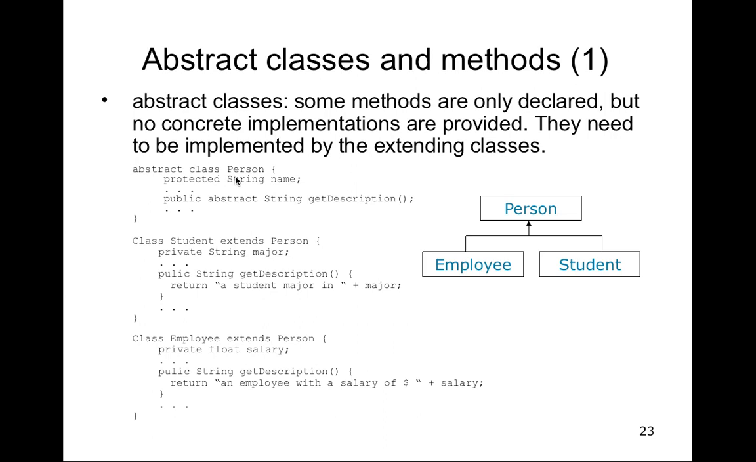So in person here we have the same as before. We have string name, but now we have public abstract string get description. So it's a method called get description that's going to give us a description of the name. Notice it sort of looks like a function prototype actually. It's got a semicolon at the end of the line.